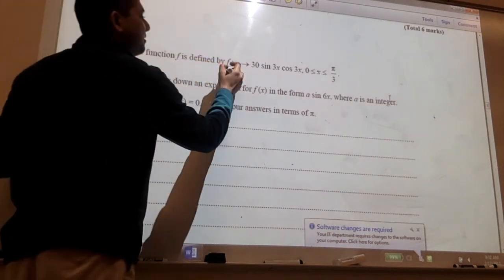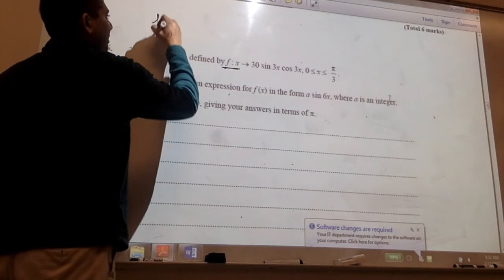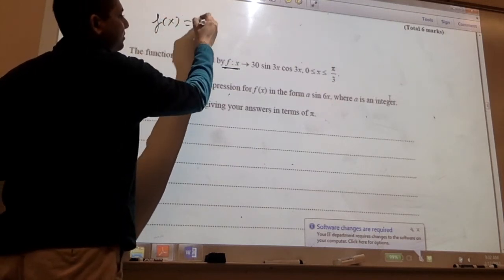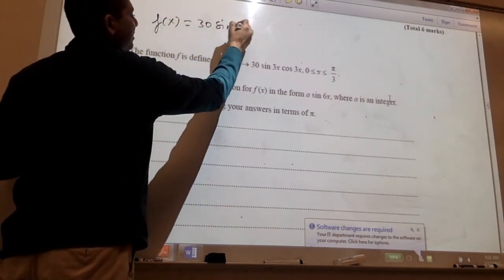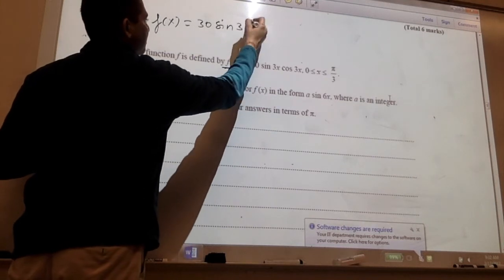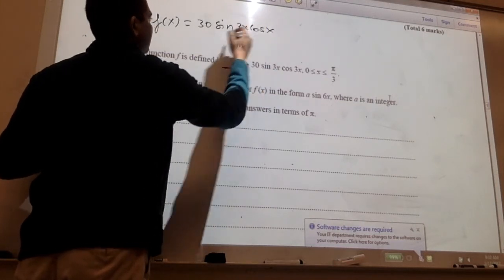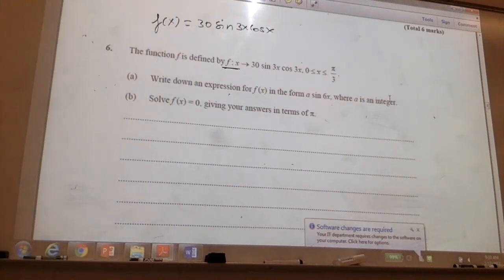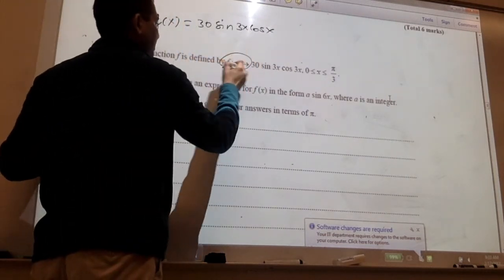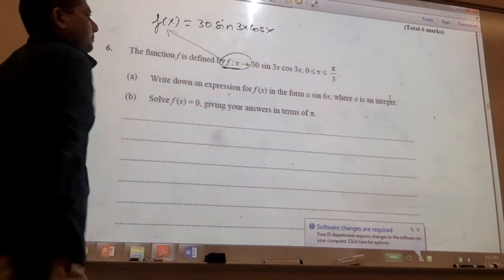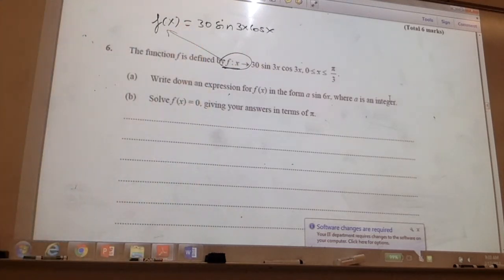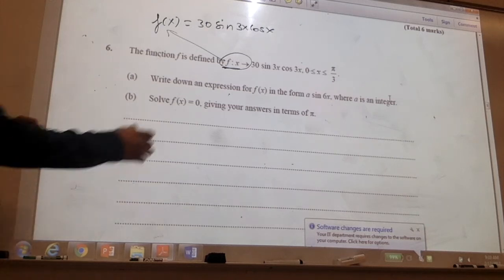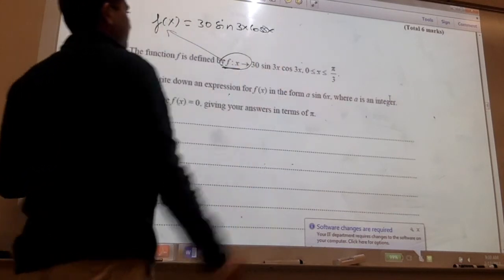See, this symbol means f of x is equal to 30 sine 3x cosine 3x. This whole symbol means f of x. Cosine 3x, correct? Yes, my bad, cosine 3x.